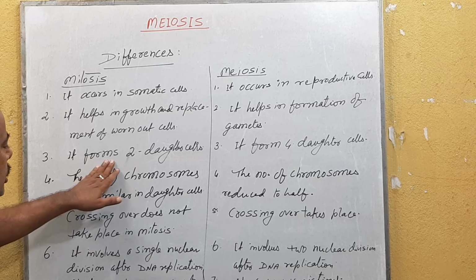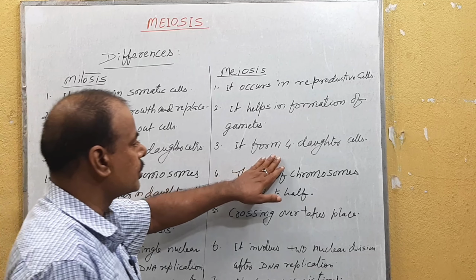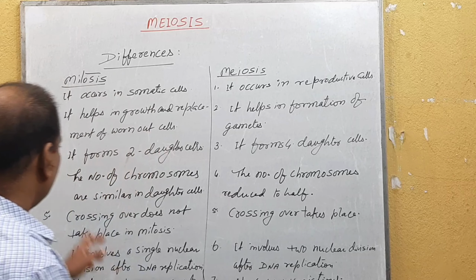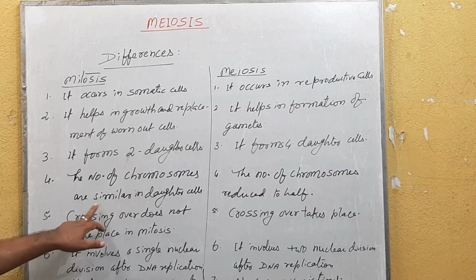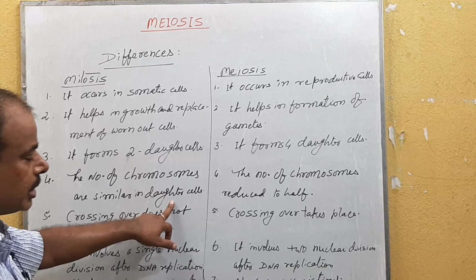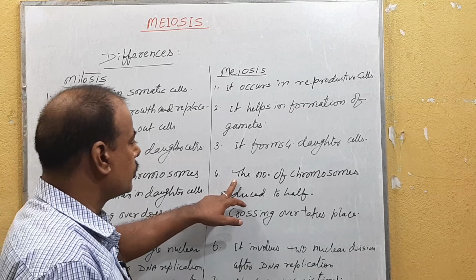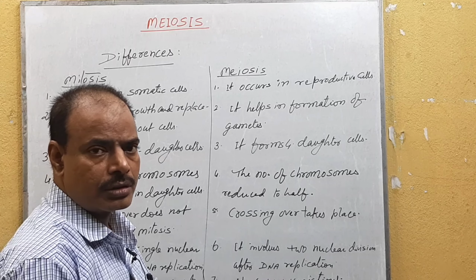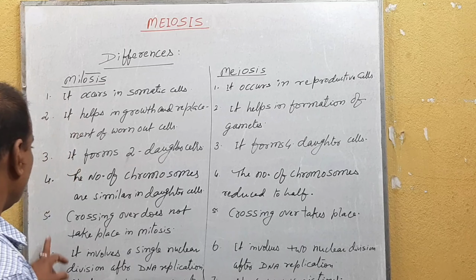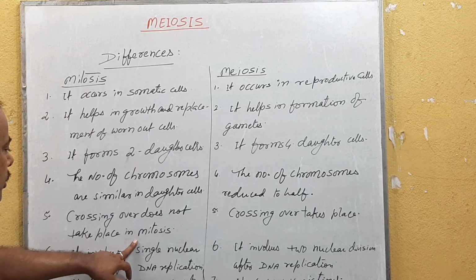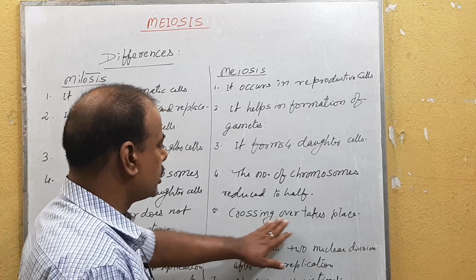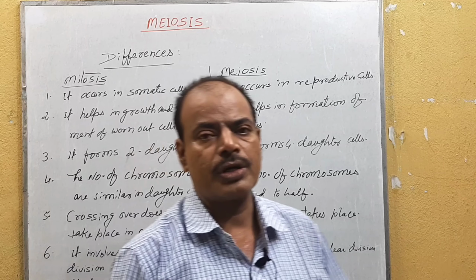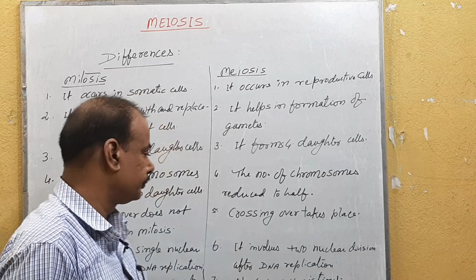Number 3, mitosis forms 2 daughter cells, whereas meiosis forms 4 daughter cells. Number 4, the number of chromosomes are similar in daughter cells. It means the cells are identical, whereas in meiosis the number of chromosomes is reduced to half. It means it is not identical. Number 5, crossing over does not take place in mitosis, whereas in meiosis crossing over takes place. Crossing over or synapsis is the most important significant feature of meiosis cell division.